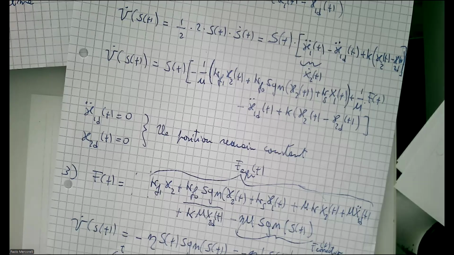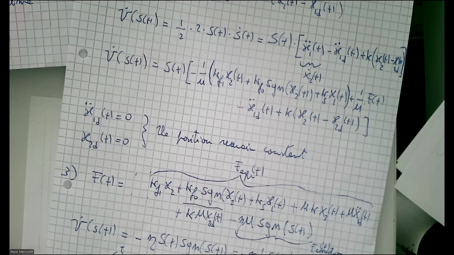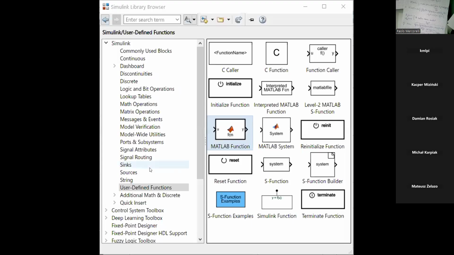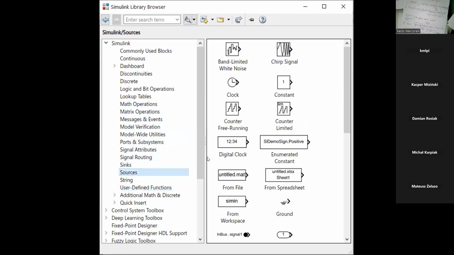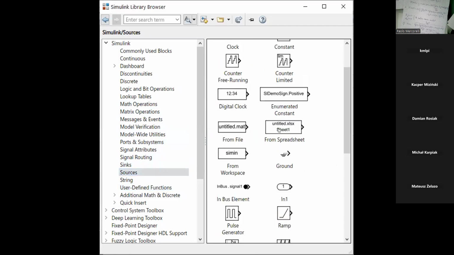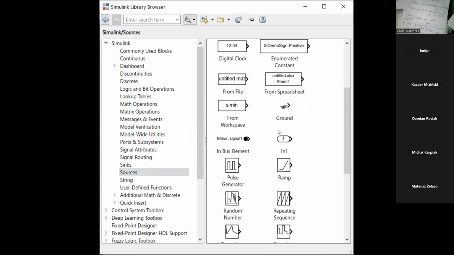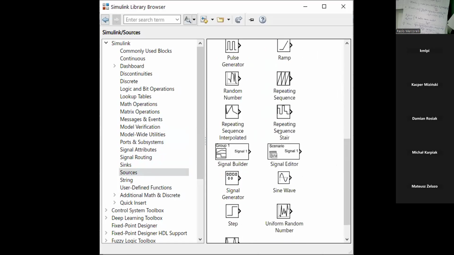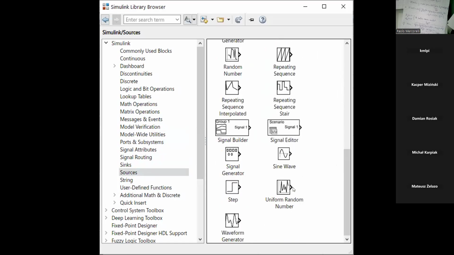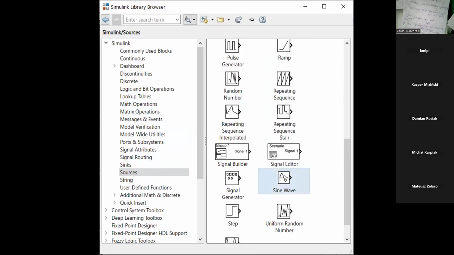A disturbance. Let me consider a disturbance. I found here this important function, MATLAB function, under user defined function, in order to build some particular math functions if under math operation it is not there. Look here, under sources, let me consider the bumps. Where is the bumps? You can consider any kind of signal, random signal, noise, but let's consider a sine. Click on the left and drag.